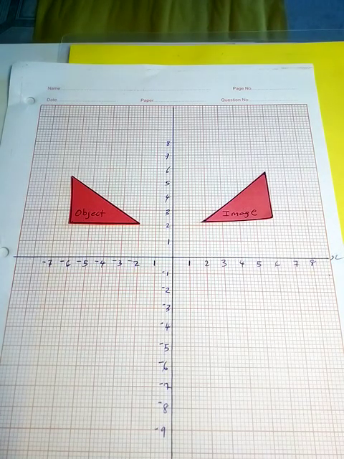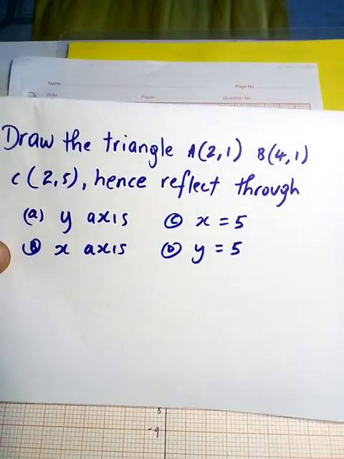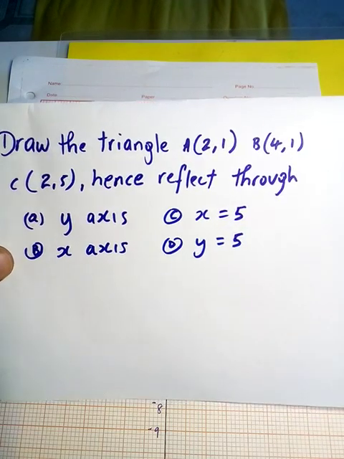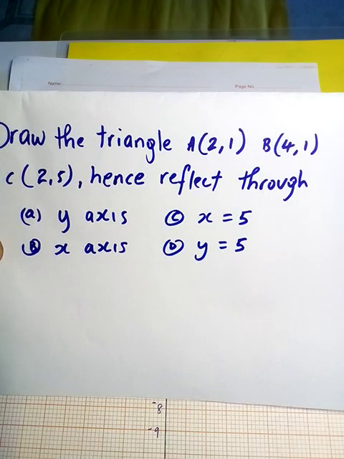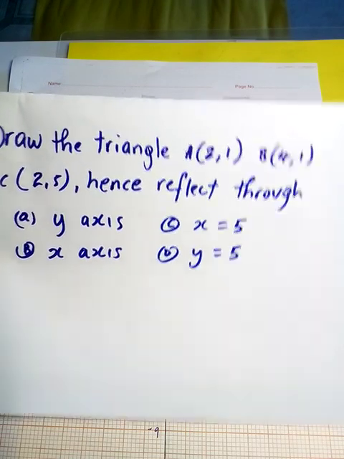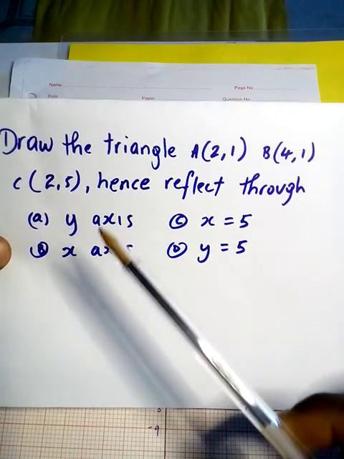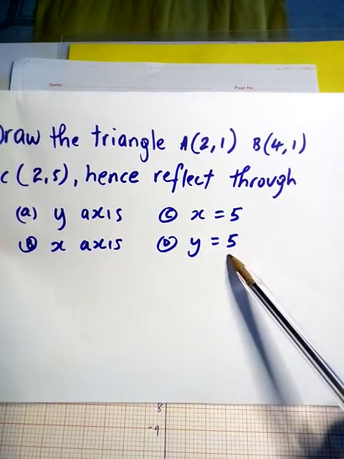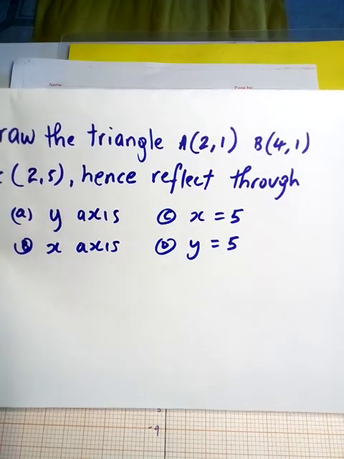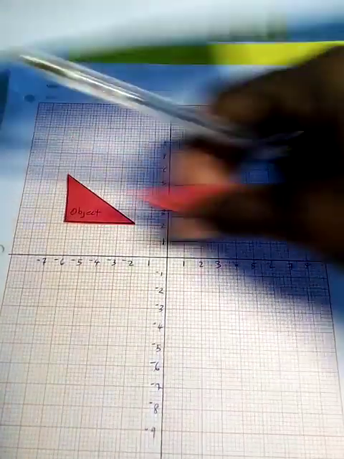Let's look at a question. All right. So draw the triangle A 2, 1, B 4, 1, C 2, 5. So we're going to plot these. So these represent the corners of the triangle, the vertices. And then we're going to reflect it through the y-axis, the x-axis, x equal b, y equal c. Right? Okay, let's go.